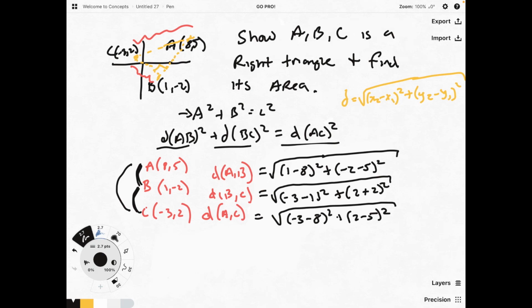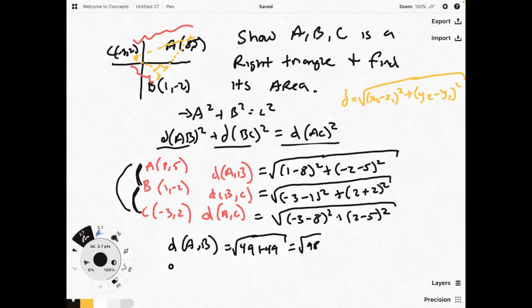All right, now we need to simplify. So we have the distance of A and B, and after simplifying, we get 1 minus 8, which is -7. The square of -7 is 49. And then we have 2 minus 5, which is -3... -7, squared, again, is 49. So we have the square root of 98.